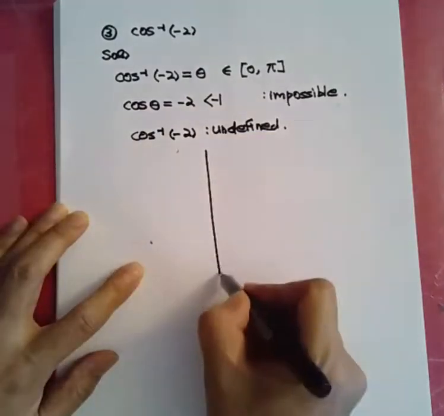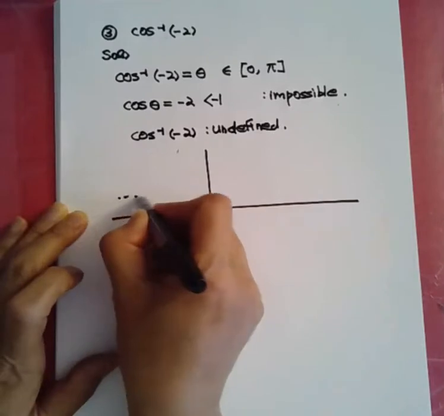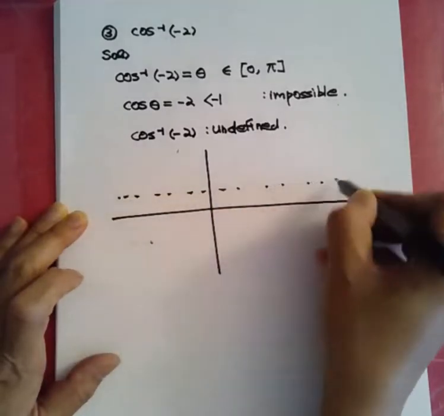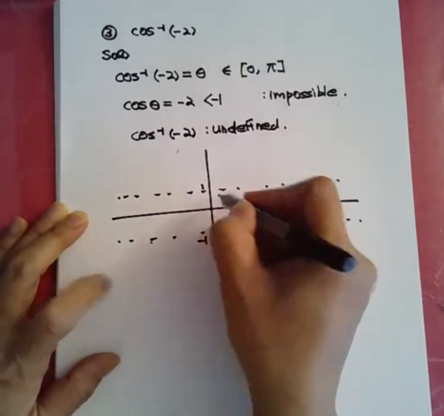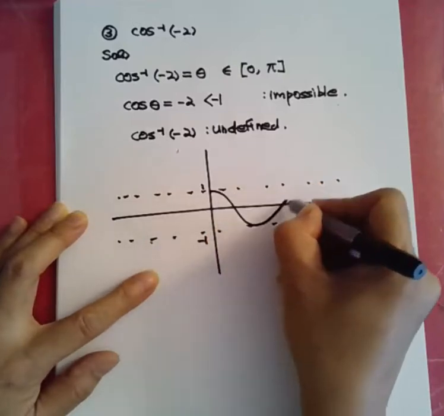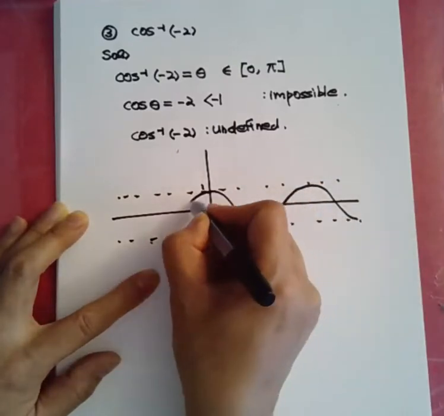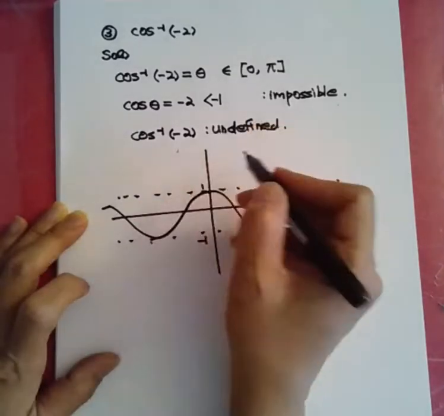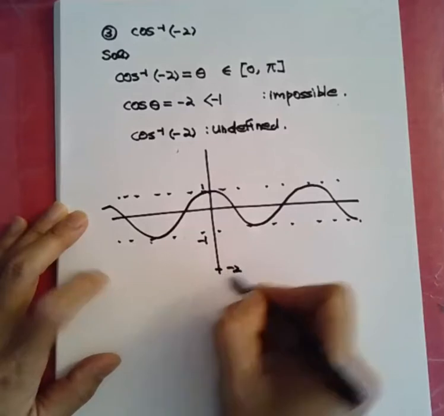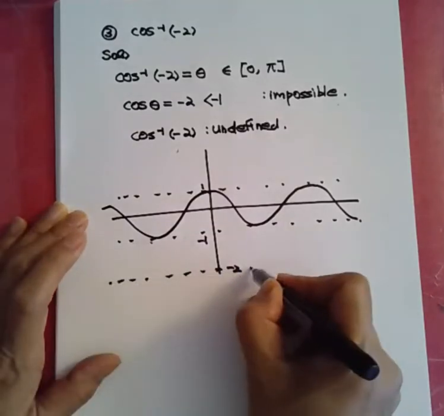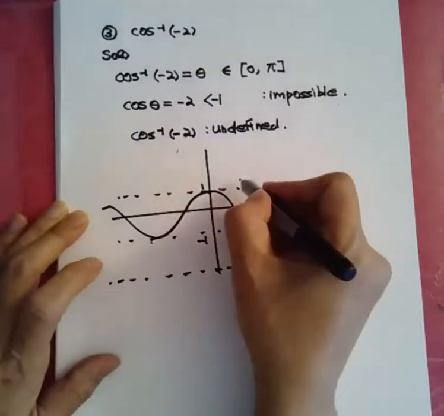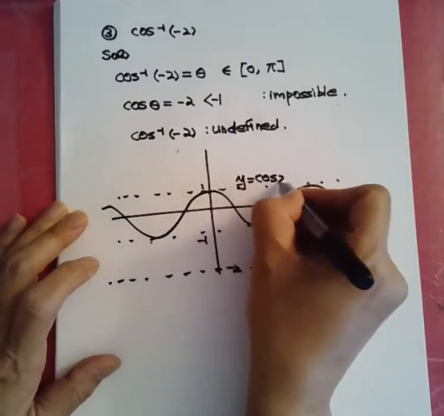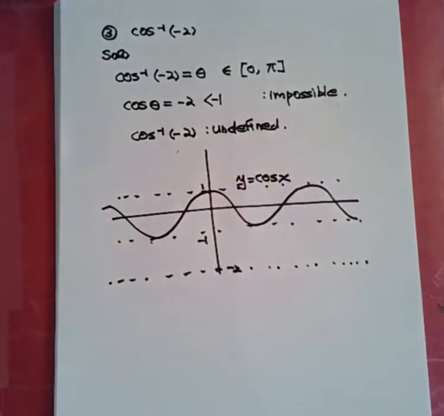If you think about the graph of the cosine, what's going on here? This is 1 and this is minus 1. The entire cosine function stays between minus 1 and 1. But if you think about minus 2 and draw the horizontal line, then that horizontal line never meets the cosine function. So there is no inverse image. That means cosine inverse of minus 2 is undefined.